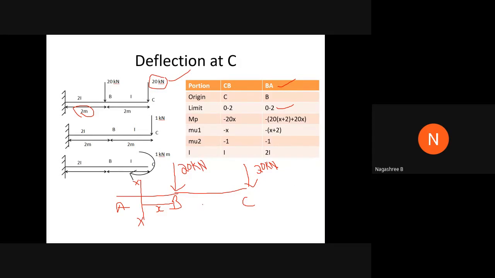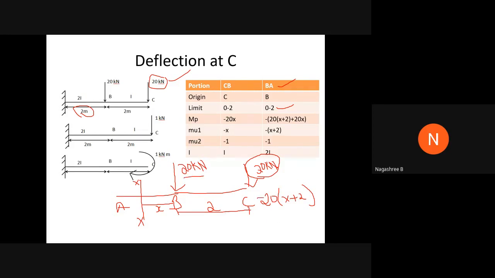Now, to compute the bending moment at section XX due to the real loads: the distance between B and C is 2 meters. I start from the load of 20 kilonewton, so it is equal to 20 into the distance from C to XX, which is 2 plus X. So it is 20 into (2 plus X), acting in the clockwise direction, so it is considered negative.